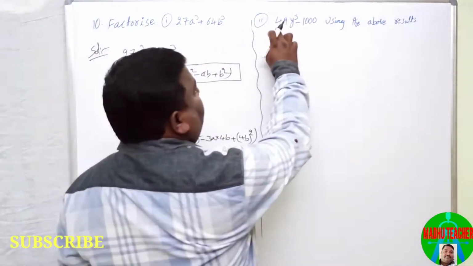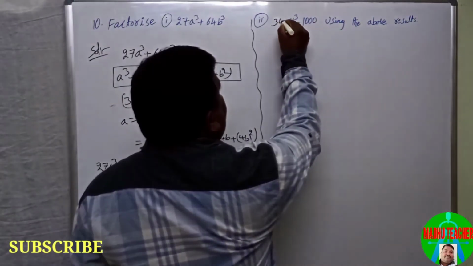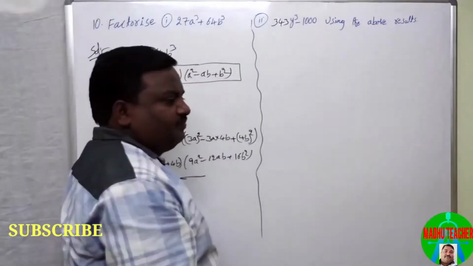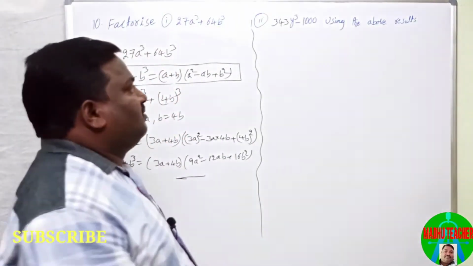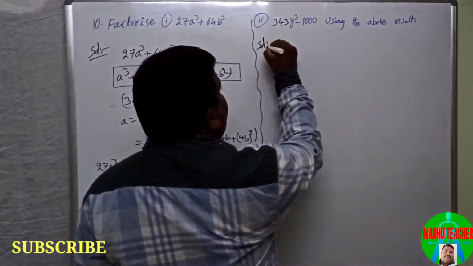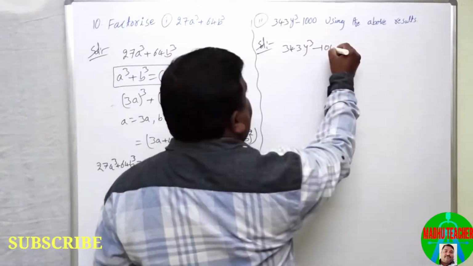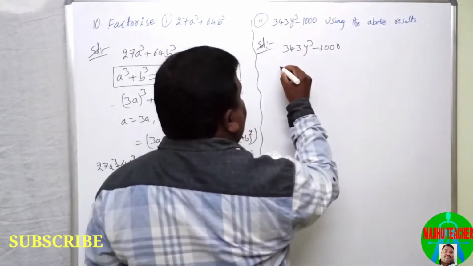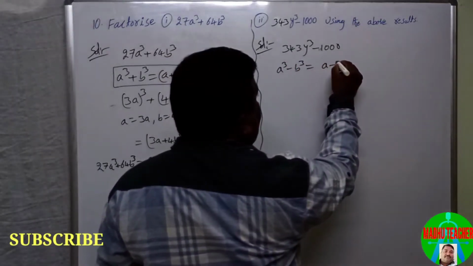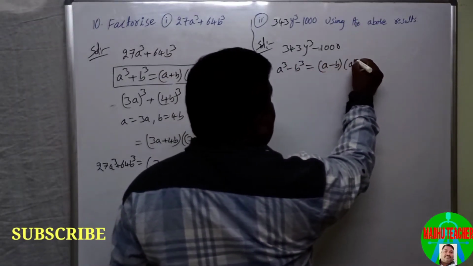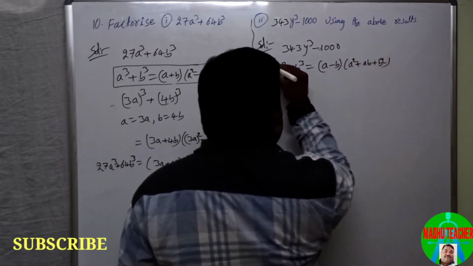So it is not 49, it is given wrong in the question. It is 343y cube. Then only we can factorize. So given one is 343y cube minus 1000. So it is in the form of a cube minus b cube equal to a minus b into a square plus ab plus b square.